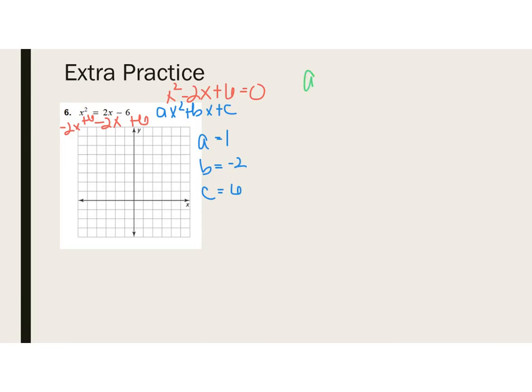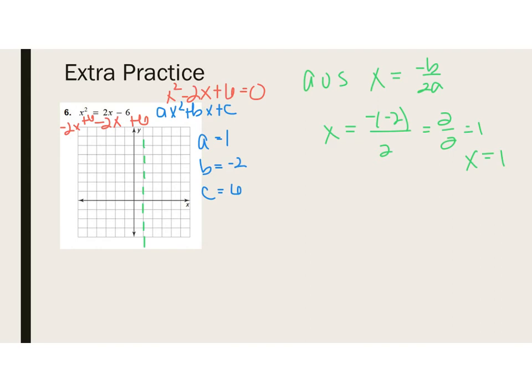So the first thing you're going to find is your axis of symmetry, which is x equals negative b over 2a. So you're going to get x equals negative negative 2 over 2 times 1, which was just 2. So that's 2 over 2, which is 1. So your axis of symmetry is at 1.